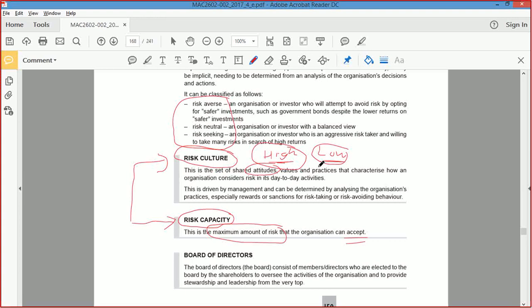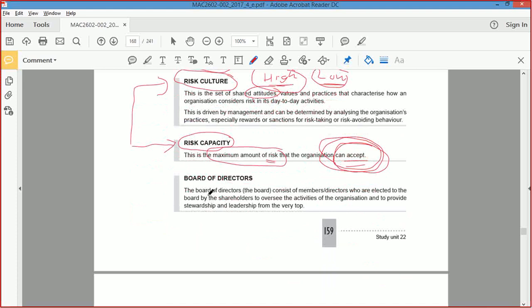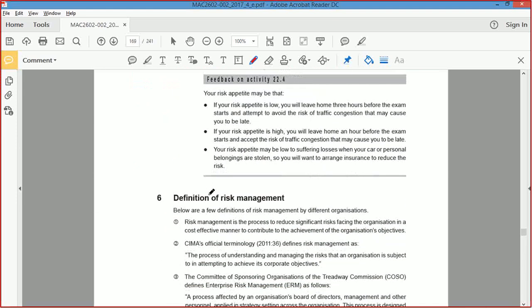So capacity could work both ways. You could either have nothing to lose and then take on so much risk, or you could have more resources that allow you to take on more risk. So both options are possible. It's looking at the maximum amount of risk that you're willing to accept. That's what you're looking at. Got that? Board of directors, those are the people that decide and make decisions.